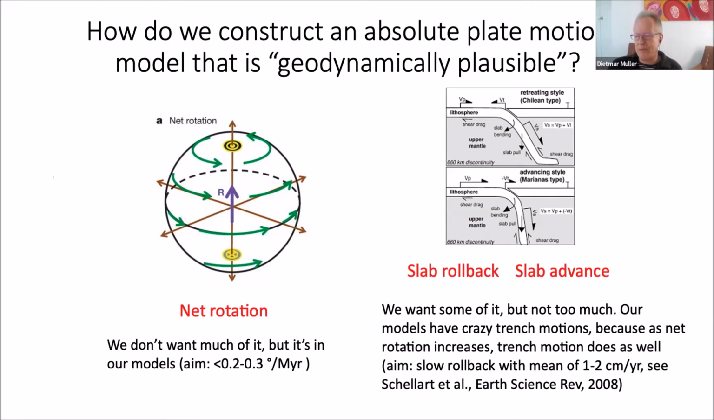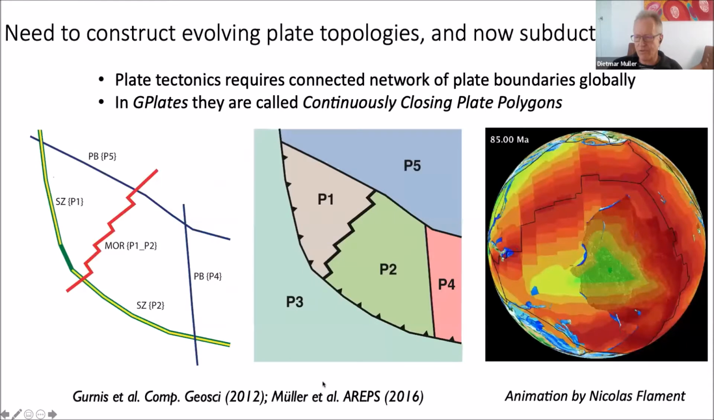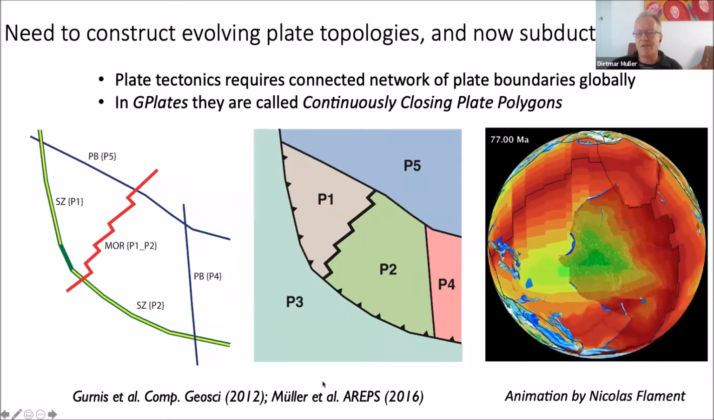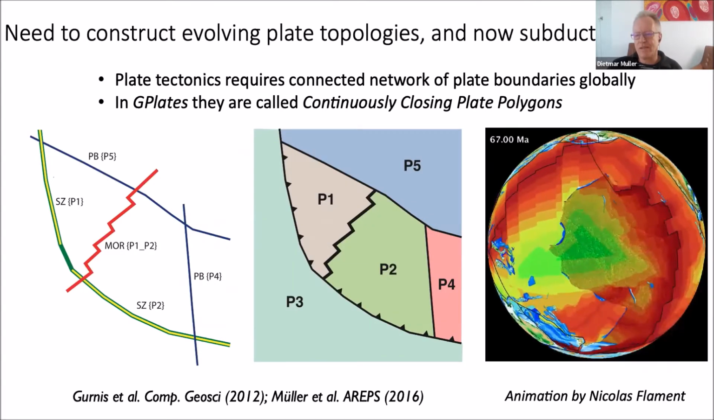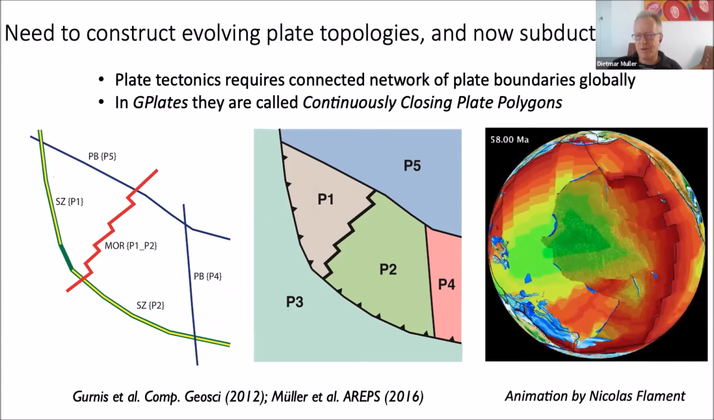Then there was a seminal paper by Walter Schellert and others in Earth Science Reviews in 2008, where he demonstrated that most trenches roll back slowly, which makes geodynamic sense, and trench advance is extremely rare, and the mean rollback speed of trenches is about 1 to 2 centimeters per year. And so we take that as a rule that we want to build into our models, combined with the net rotation rule.